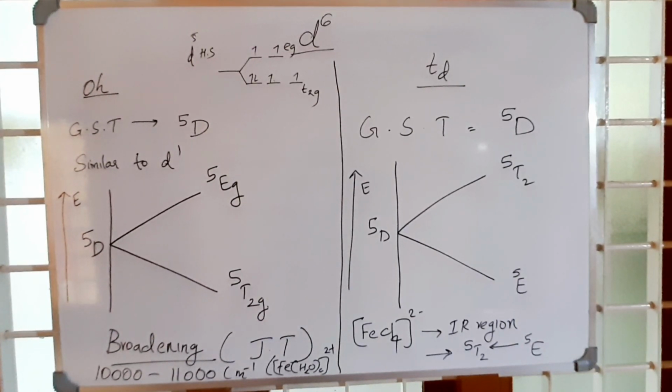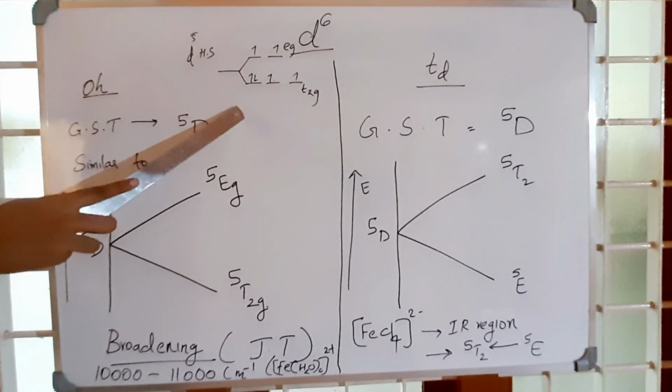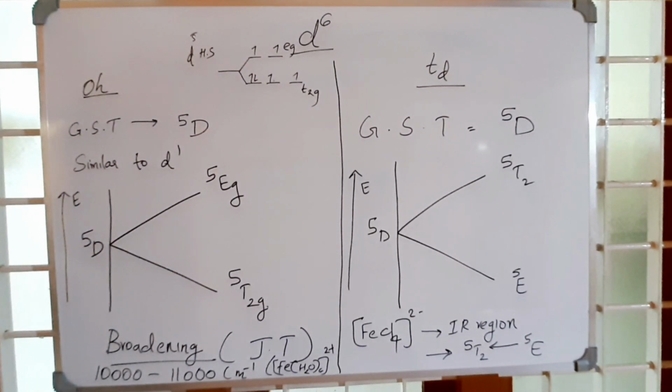So today I am going to discuss the Orgel diagram of D6 and D4 systems. When we consider the spectra of high-spin D6 octahedral complexes, consider the left part. What will be the ground state term? It will be 5D. This D6 has the configuration T2g4 Eg2.